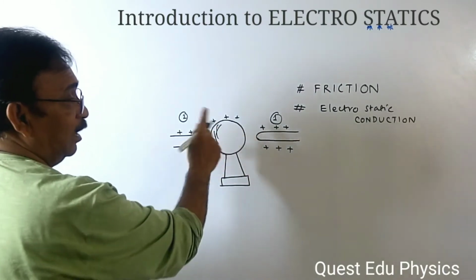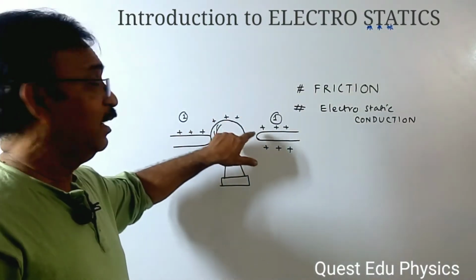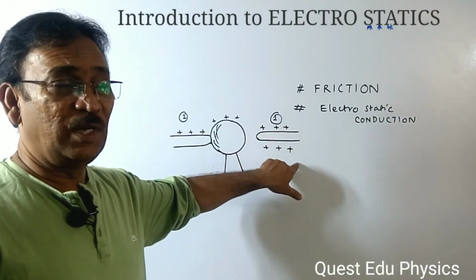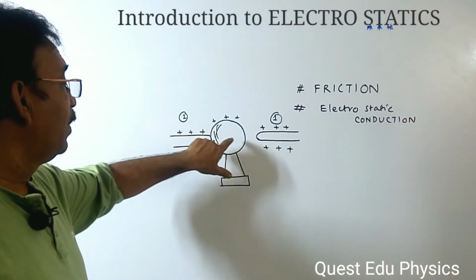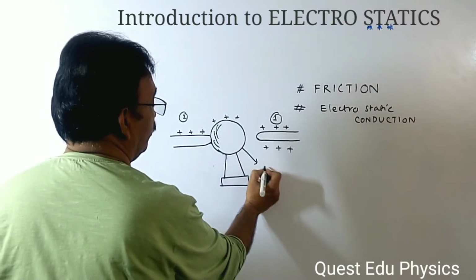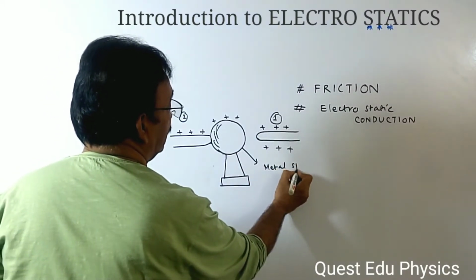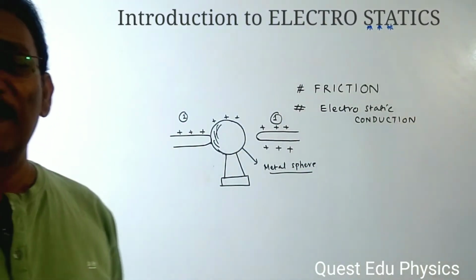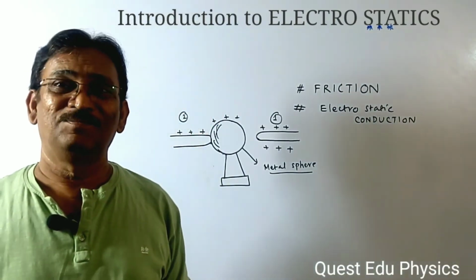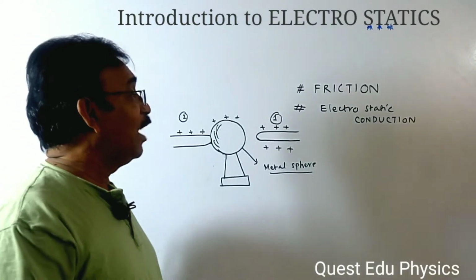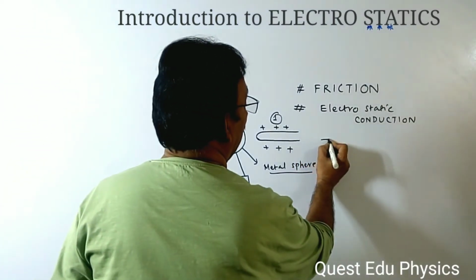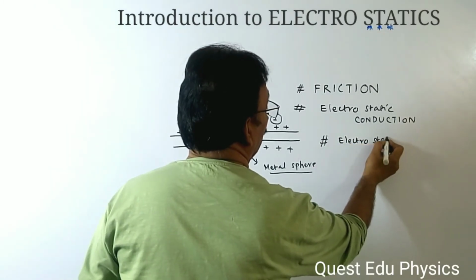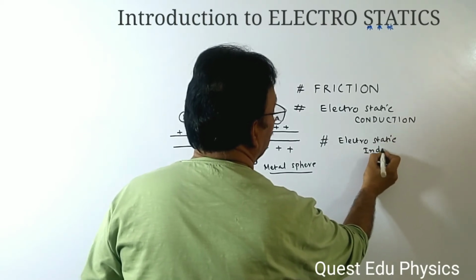That means charge will be transferred between the two till they get an equal amount of charge. The 6 units of positive charge are shared with this metal sphere, which was initially neutral. This process is known as electrostatic conduction, students. And we have one more process, which is called electrostatic induction.